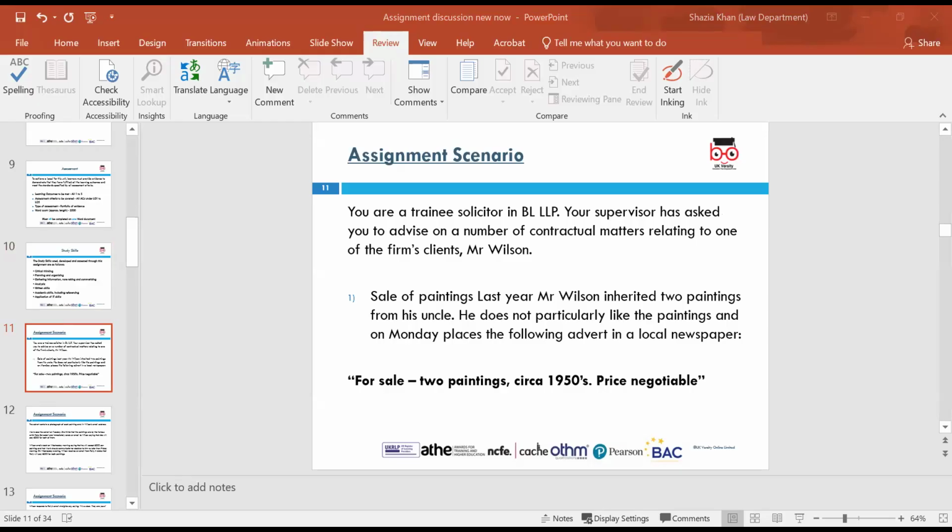The first one is sale of paintings last year. Mr. Wilson inherited two paintings from his uncle. He does not particularly like the paintings and on Monday places the following advert in a local newspaper. For sale, 2 paintings, circa 1950s, price negotiable.